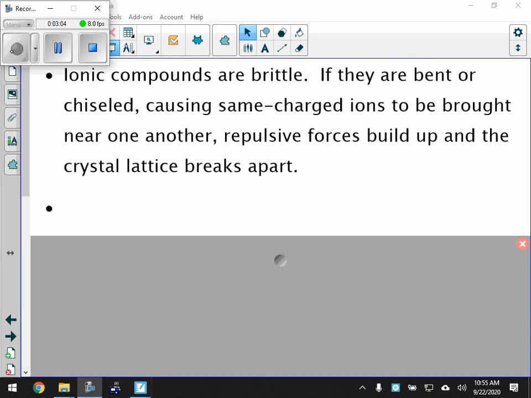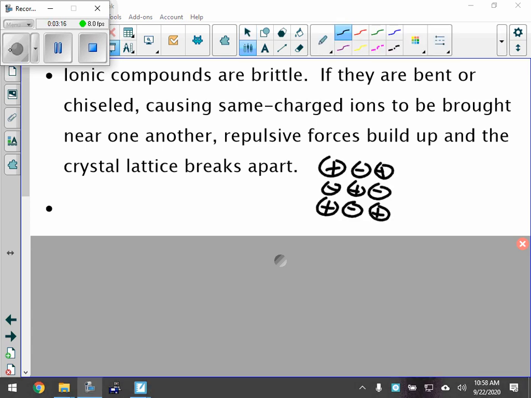Ionic compounds are brittle. If they are bent or chiseled, same charged ions come together, repel each other, and then they break. Ionic compounds hold together really well. That's great. There are high melting points. It takes a lot of energy to break them. But if you were to bend them or chisel them or hammer them, like charges start to line up. If enough of those like charges line up, because we've shifted these ions around, then they're going to break. And they tend to break in a smooth line, basically a smooth plane, because it's three-dimensional, of course.